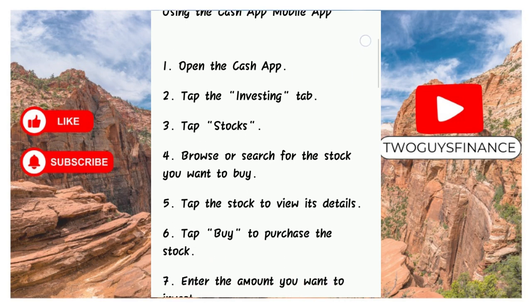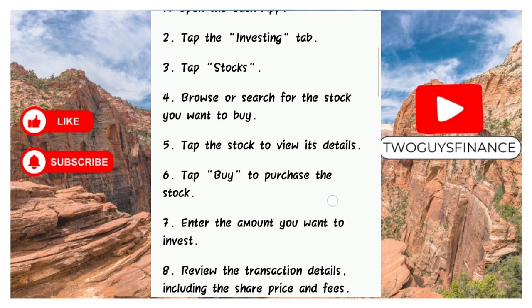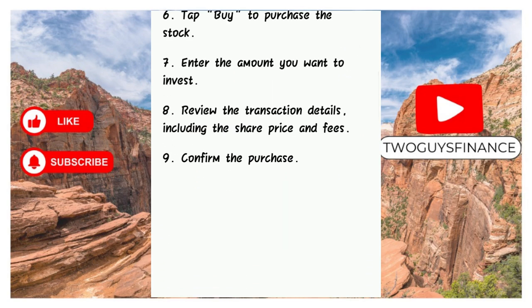Using the Cash App mobile app, you could first of all open the app, and then tap the Investing tab, then tap Stocks, and then browse or search for the stocks you want to buy. Then tap the stock to view its details, and then tap Buy to purchase the stock. Then enter the amount you want to invest and review the transaction details, including the share prices and fees and all that, and then confirm the purchase.